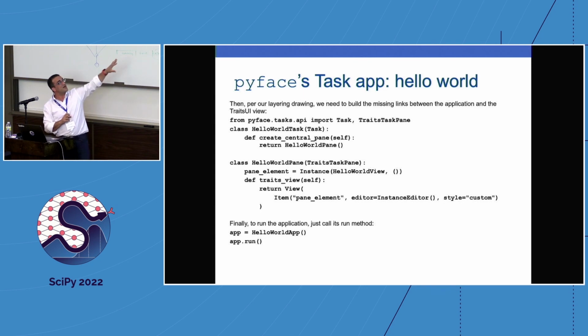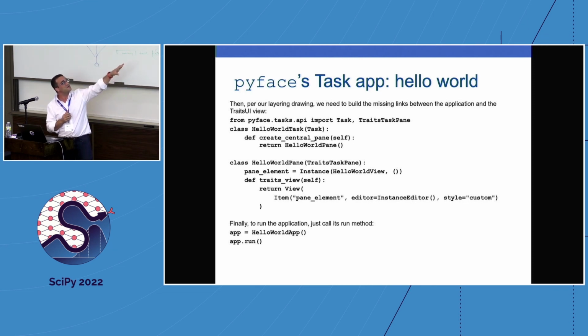So to build a task, I'm going to make a hello world task, and I'm going to inherit from the capital T Task from PyFace. And I'm going to say, you're going to be the world's simplest task. You're only going to have a central pane. Okay, a task needs to have panes, at least one.